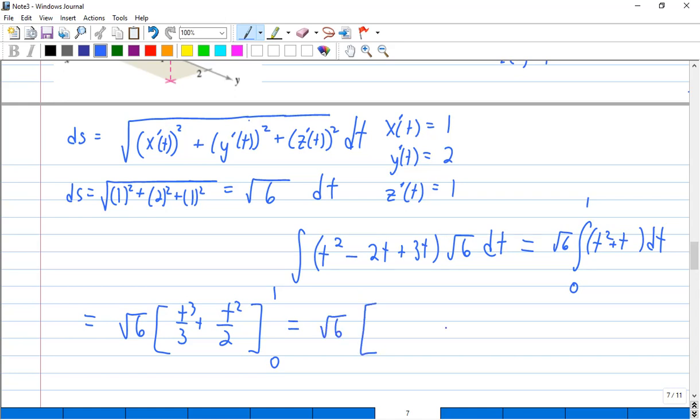So it's the square root of 6 times... plug in a 1: 1/3 plus 1/2. Plug in a 0: 0, 0. Alright, so 1/2 and 1/3, those are both 6. So 2/6 and 3/6. It's going to be 5/6. So 5/6. What happens when I multiply the square root? How about 5 square roots of 6 over 6?